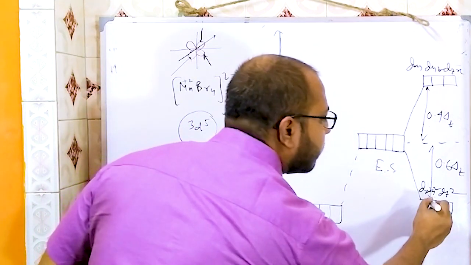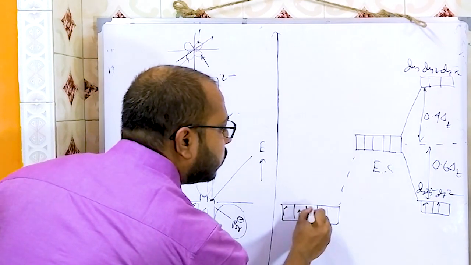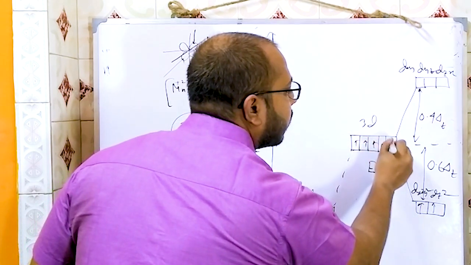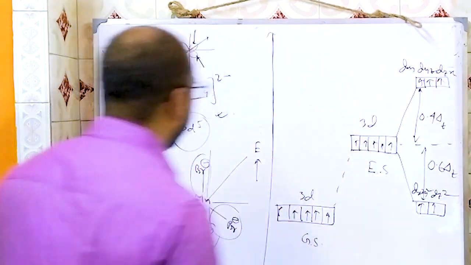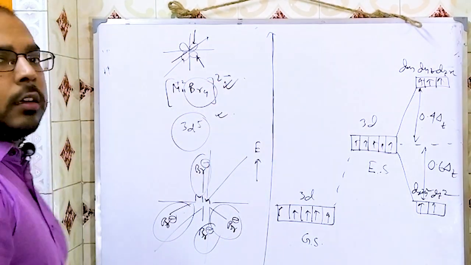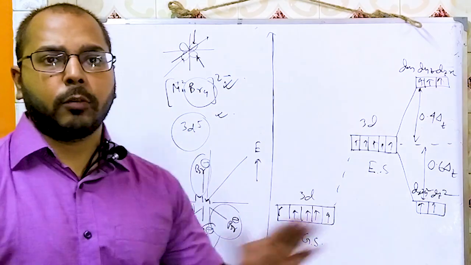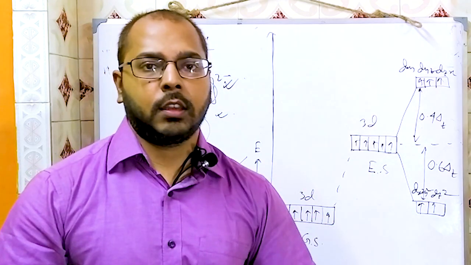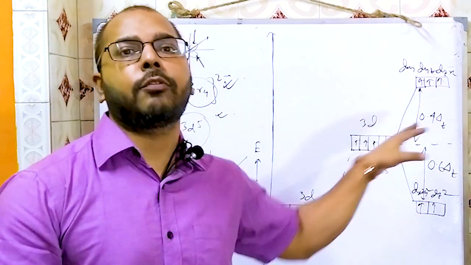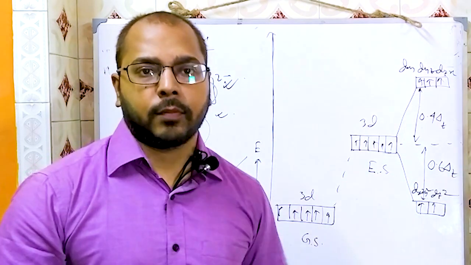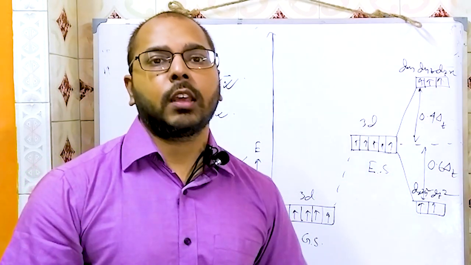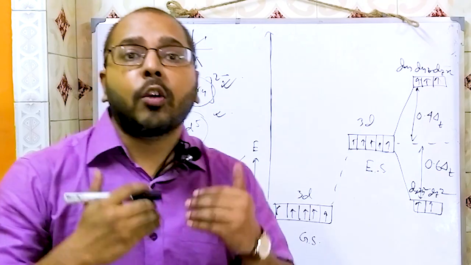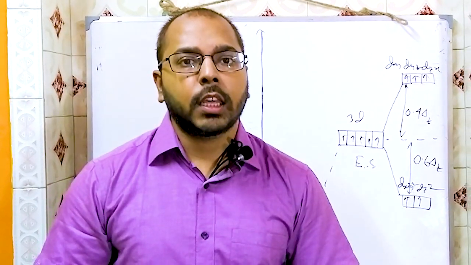Now 3d5 system, follow this part 1, 2, 3, 4, 5. 2 here and 3 here. Weak field ligand. So 2 here, 3 here. No problem with that. It will always follow the Hund's rule part. If the ligands are strong field, then also it will follow the Hund's rule principle. Got it? So crystal field theory, in short, the concept of octahedral splitting, the concept of tetrahedral splitting, and why crystal field theory is needed, you can get your answer.